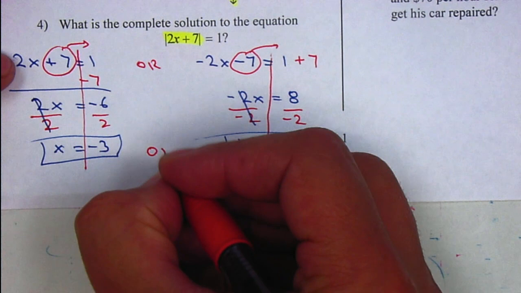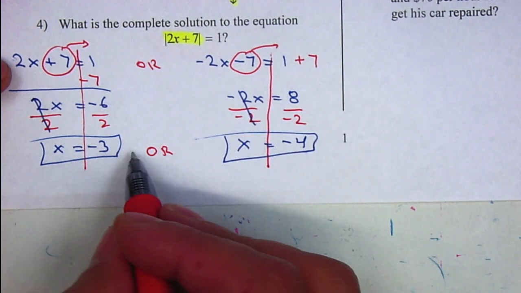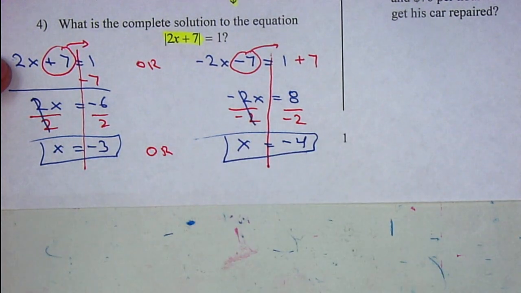And an or are in between. So x is equal to negative 3 or x is equal to negative 4.